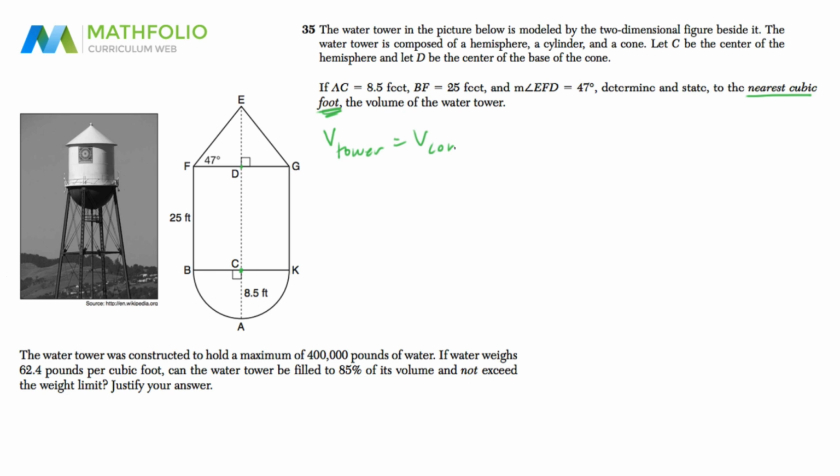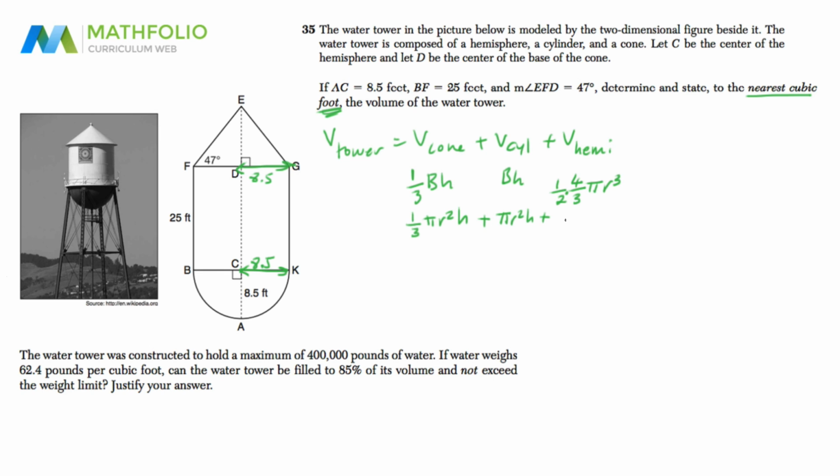Volume of tower equals volume of cone plus volume of cylinder plus volume of hemisphere. So let's work out each of these. The volume of the cone is going to equal 1/3 base area times height. The volume of the cylinder is going to equal base area times height. The volume of the hemisphere, if it was a whole sphere, would be 4/3 pi r cubed. But because it's half a sphere, we're going to times it by 1/2. And then for the cylinder, it's pi r squared h. For the cylinder, this is also going to be 8.5. And up here, for the cone, this is going to be 8.5. So the cone is going to be 1/3 pi r squared times h. And we're going to basically add all of these together.